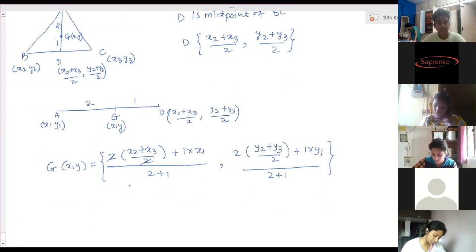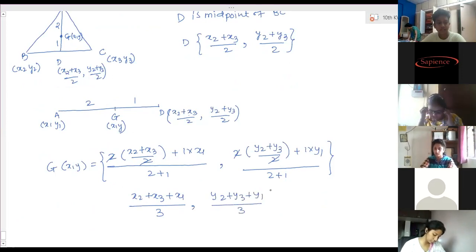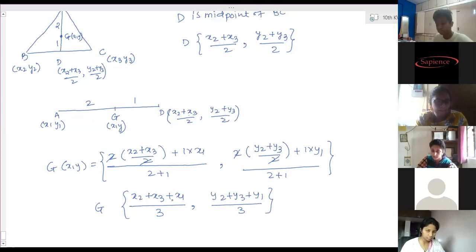So simplify, the 2 gets cancelled: (x2 + x3 + x1)/3. This 2 gets cancelled: (y2 + y3 + y1)/3. So these are G's coordinates. Sum of all three x coordinates by 3, sum of all three y coordinates by 3. Okay. You can use this directly to find the coordinates of G.